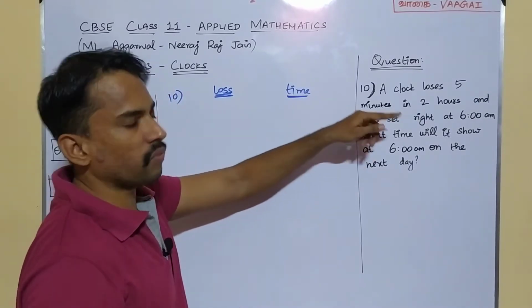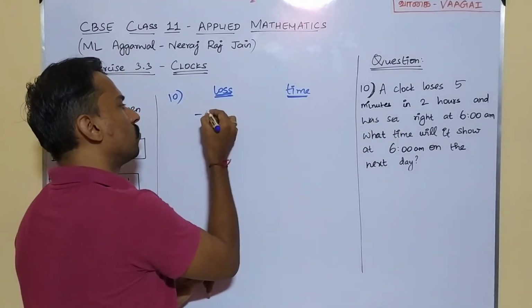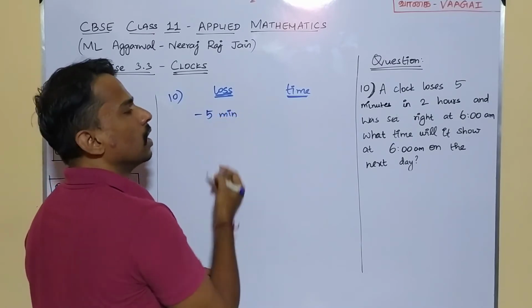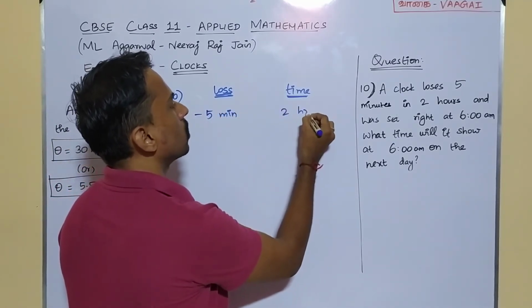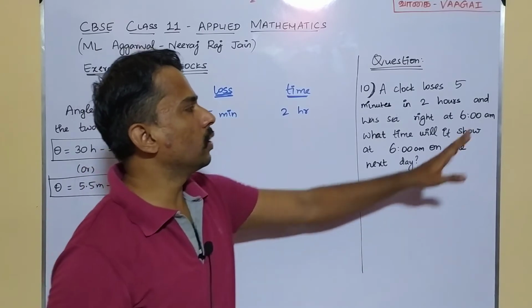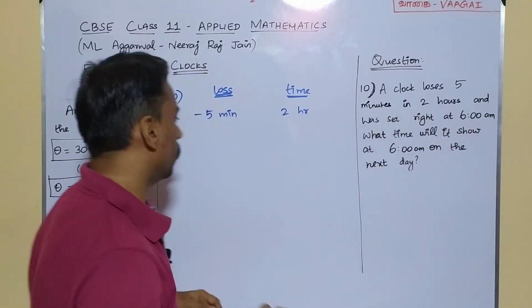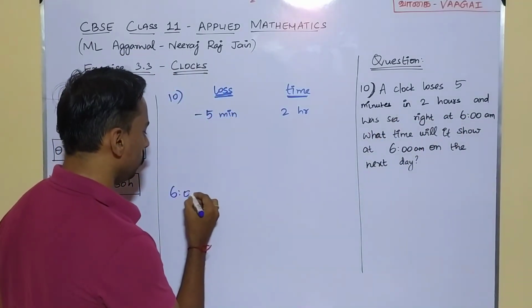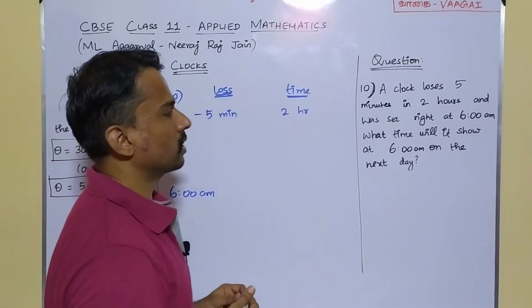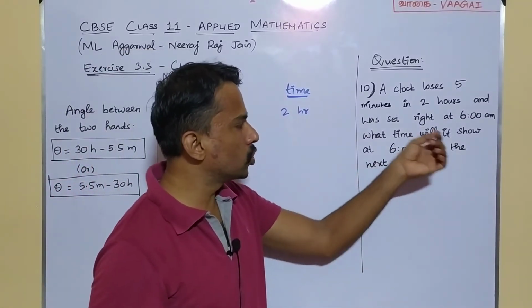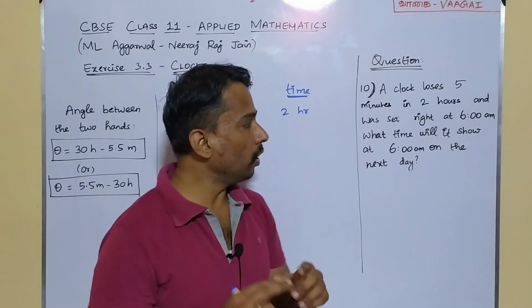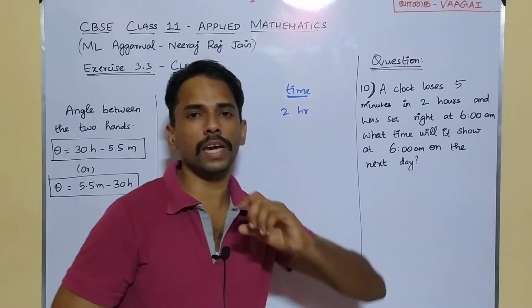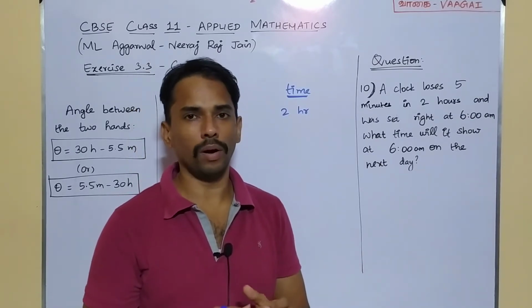A clock loses 5 minutes in 2 hours. So it is going to lose 5 minutes, so minus 5 minutes in how much duration? In 2 hours. This is what is given, and it was set right at 6 a.m. That also we will note here. What they are asking is what time it will show at 6 a.m. on the next day. So they are asking the same 6 a.m. but on the next day, what time it will show.